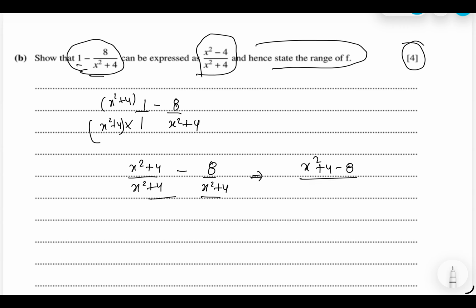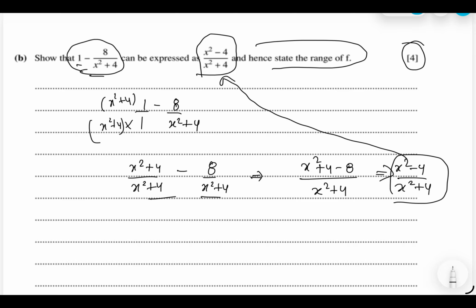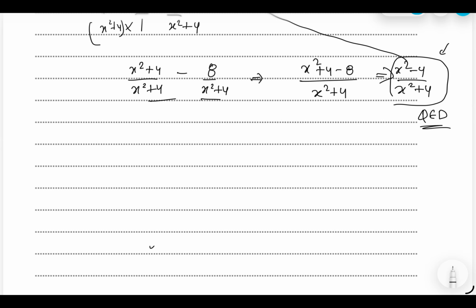We will write the denominator one time. Don't add the denominators, all right? X square plus 4, that would be x square minus 4 upon x square plus 4. That's what we have to prove, and we have proven it. Okay, hence proved. You can write QED after this. All right, now let's talk about domain and range of this function.